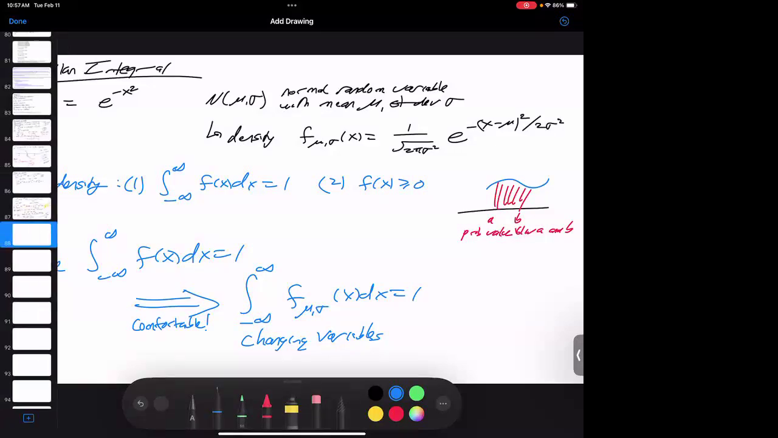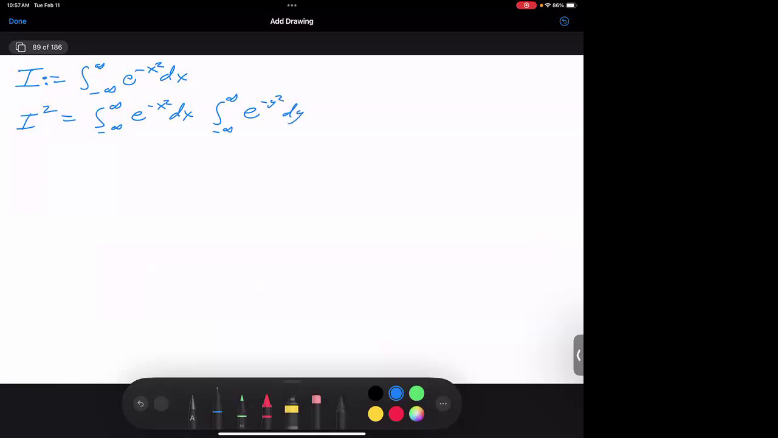So I'm going to just look at the integral of e to the negative x squared. Let's let I be defined to be the integral from minus infinity to infinity of e to the negative x squared dx. So I squared is the integral from minus infinity to infinity e to the minus x squared dx, times the integral from minus infinity to infinity e to the minus y squared dy. I'll just use a different variable, because when I integrate, I'm integrating out the variable. It's a dummy variable. So I need to do this double integral.